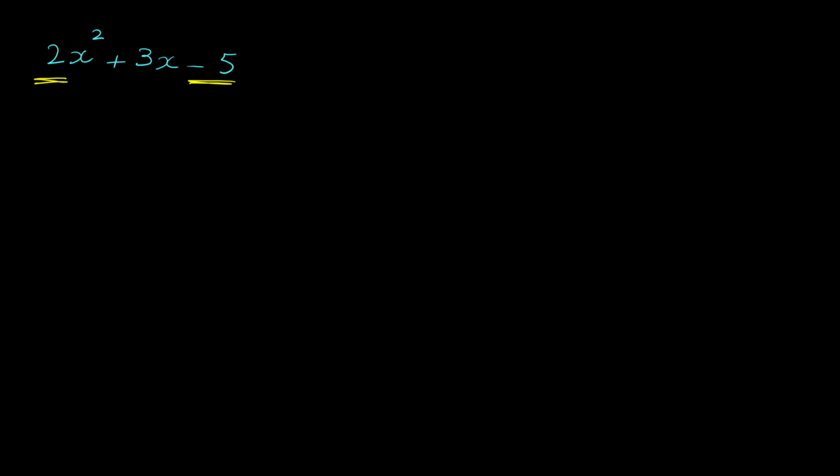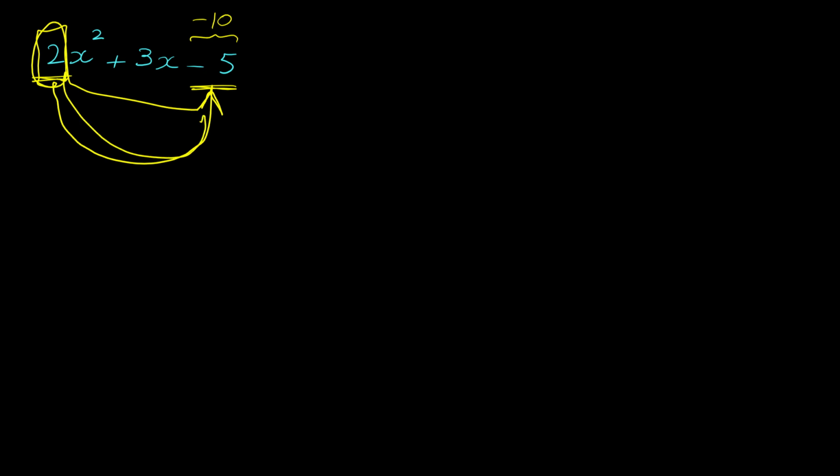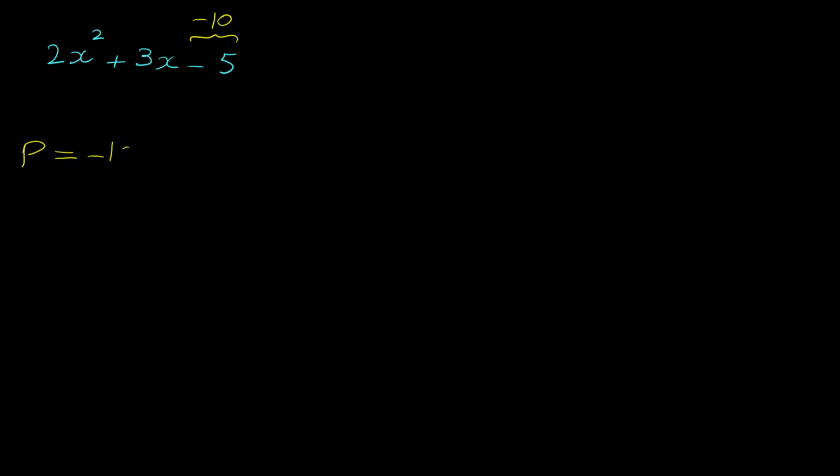Always we multiply this leading coefficient by this number. 2 times negative 5 is negative 10. So always we multiply whatever is here by this. So we always multiply leading coefficient by the constant term. 2 times negative 5 is negative 10. Now, similar to the previous method, we look for two numbers that their product is negative 10 and their sum is 3.